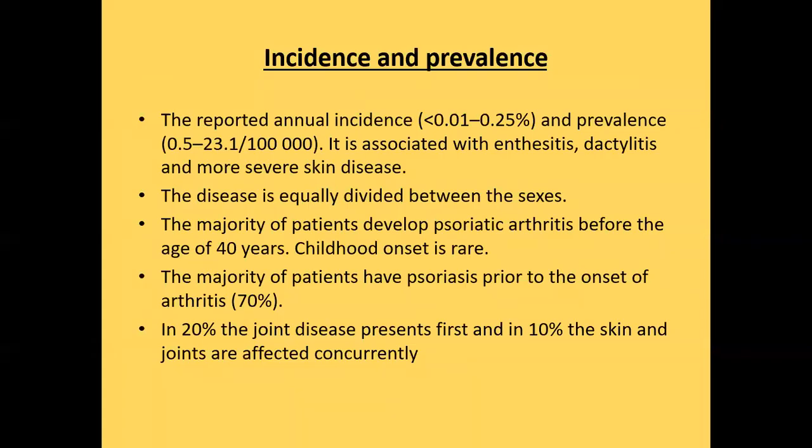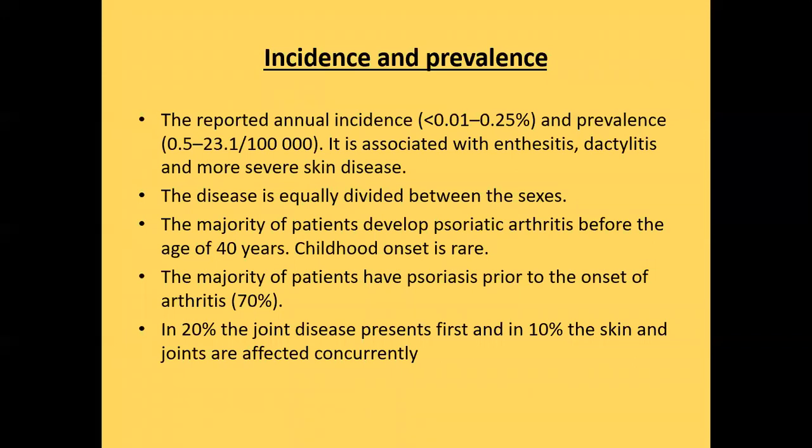The reported incidence is less than 0.01 and 0.25. Prevalence is 0.5 to 2.3 per 100,000, and it is associated with enthesitis, dactylitis, and more severe skin disease. The disease is equally divided between sexes. The majority of patients develop psoriatic arthritis before the age of 40. Childhood onset is rare.